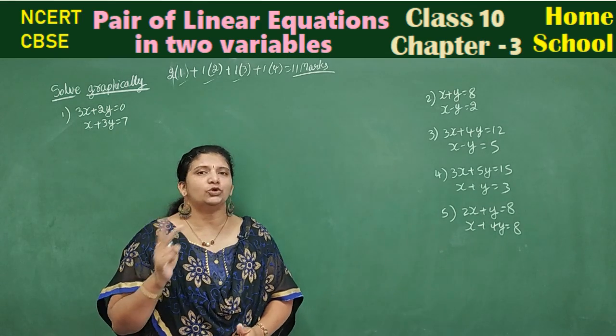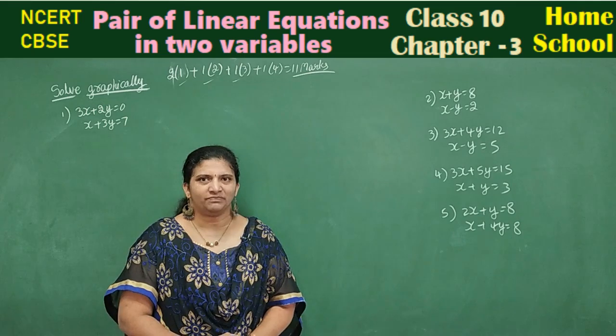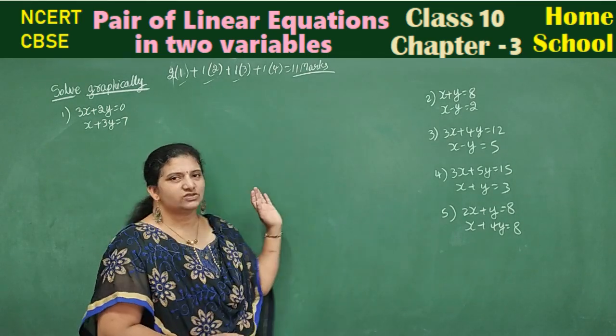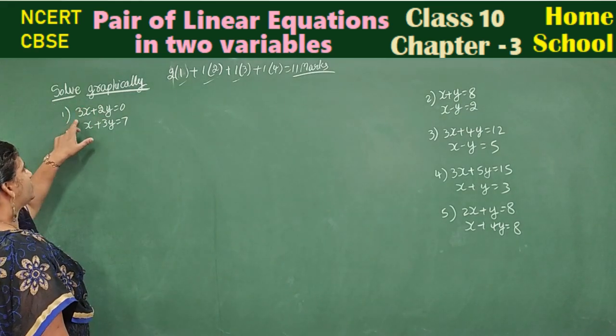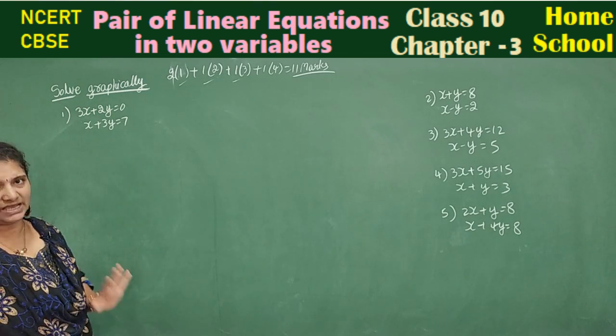variables. Any 2 equations will be given. You need to solve them graphically. I'm going to solve one problem and you are going to solve 4 problems. So let's see the first question. Solve graphically. First one, 3x plus 2y equal to 0, x plus 3y equal to 7.